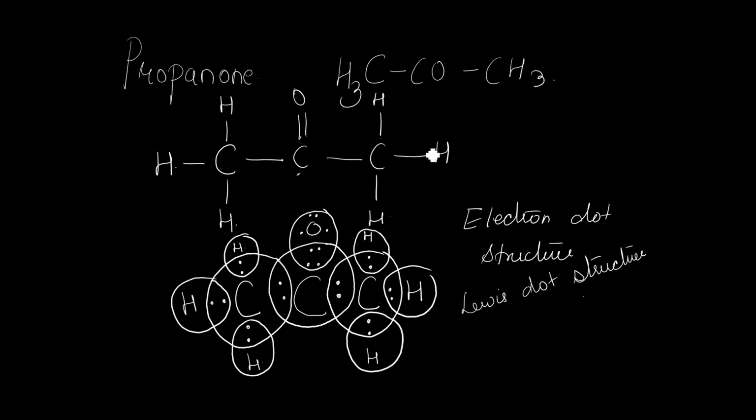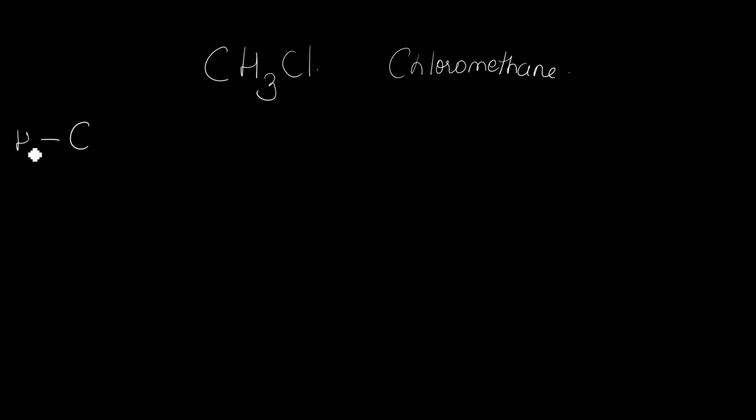Let's see another example: CH3Cl, chloromethane, or we can say methyl chloride. You can make the structural formula. If you write the structural formula, it will be very easy to make the electron dot structure.